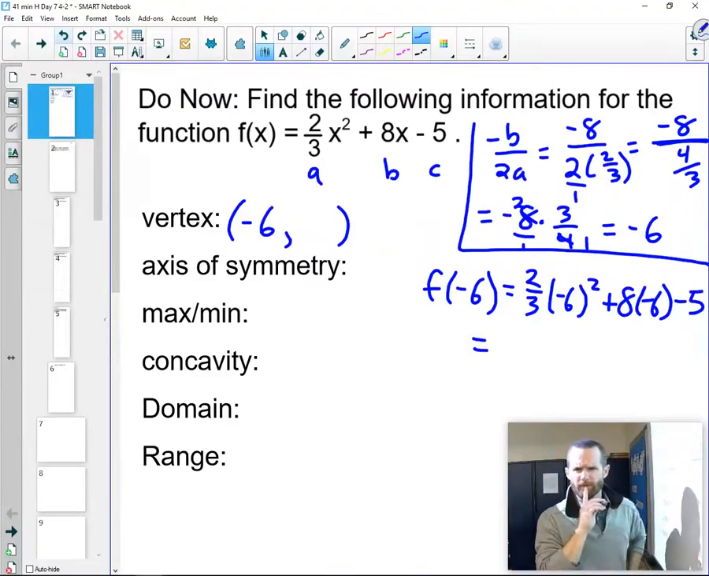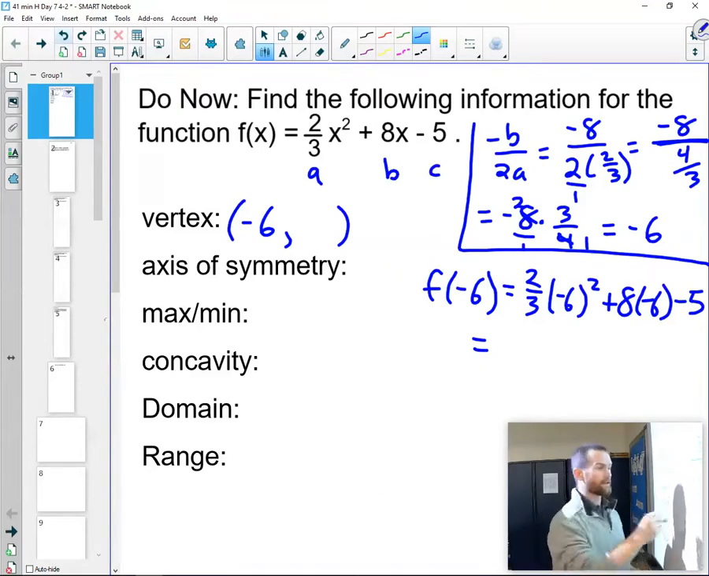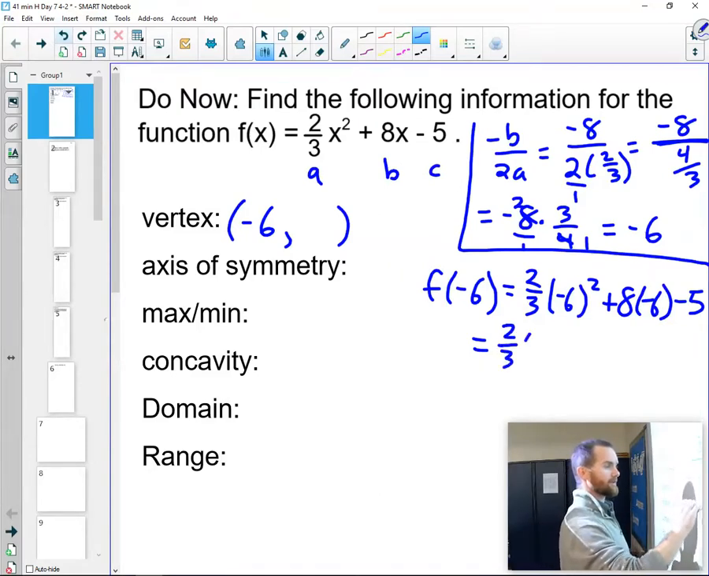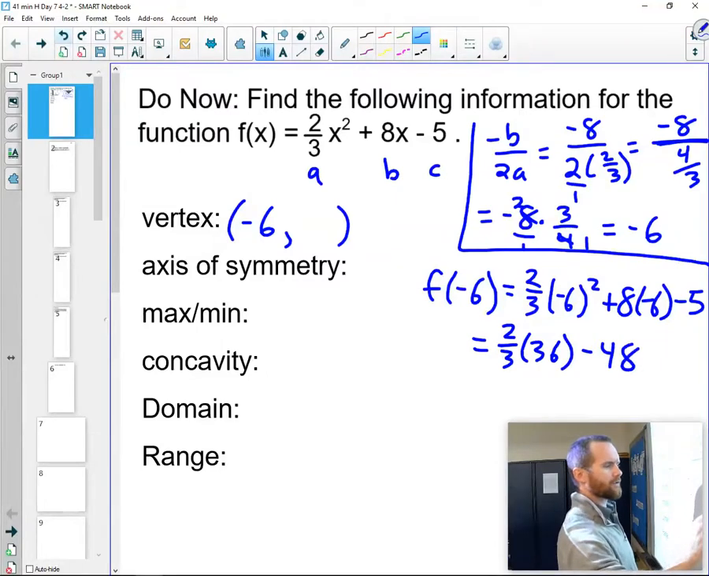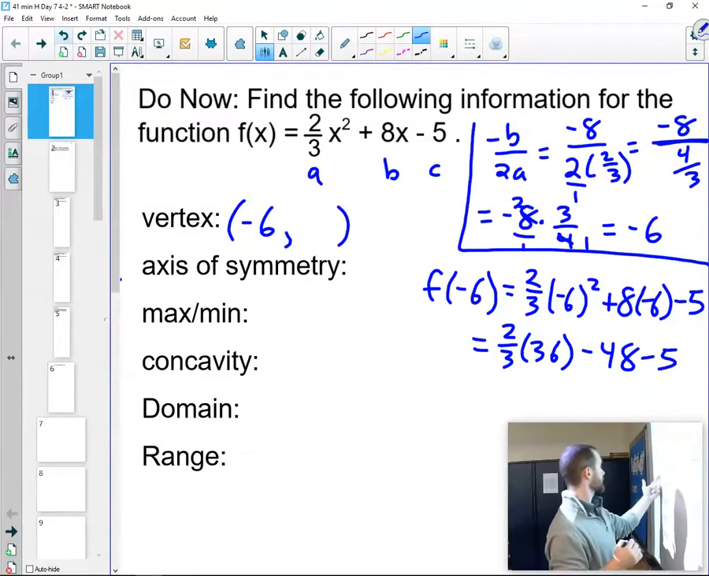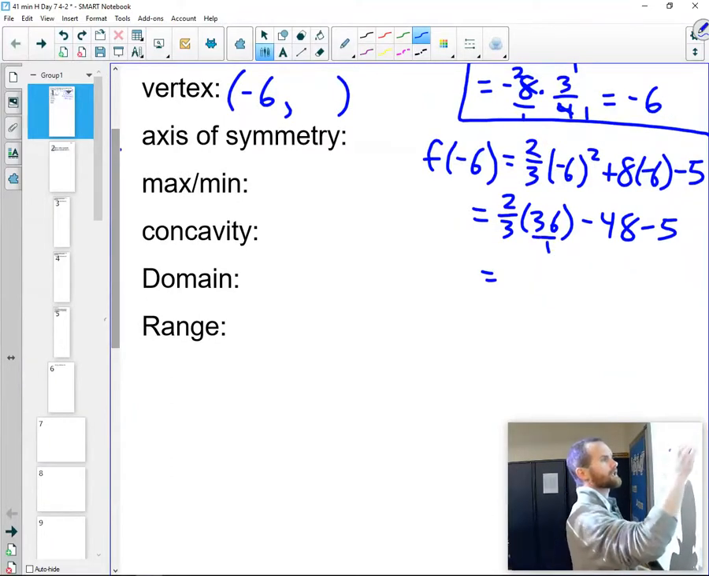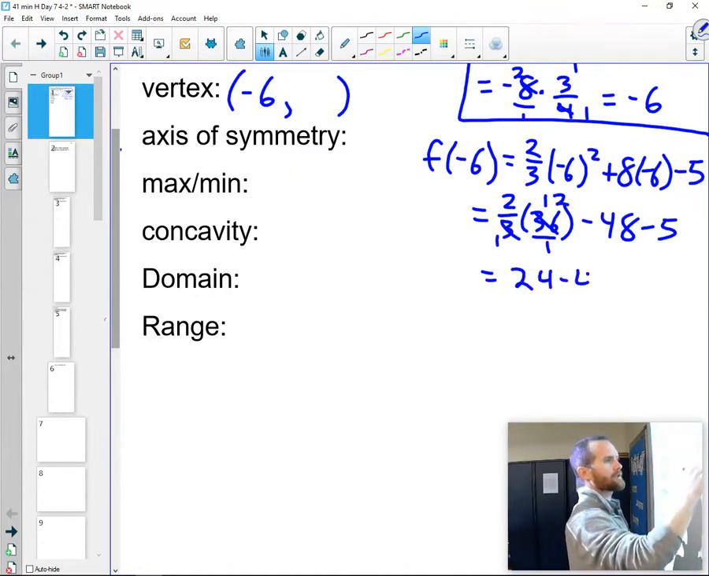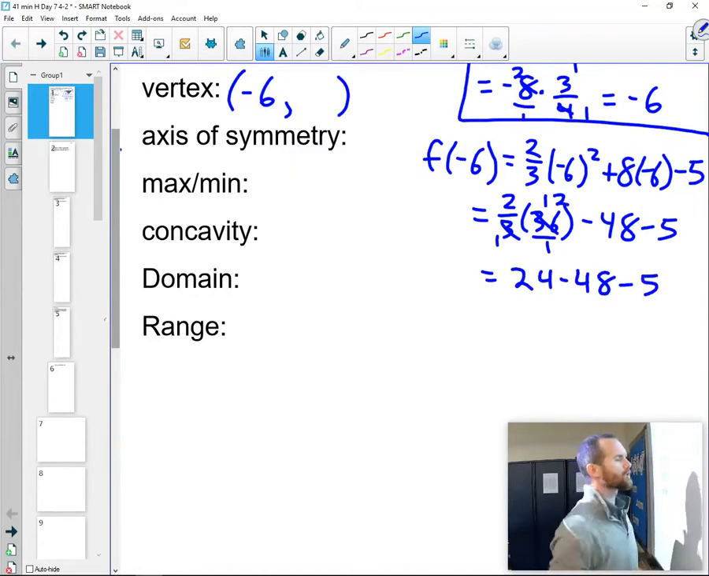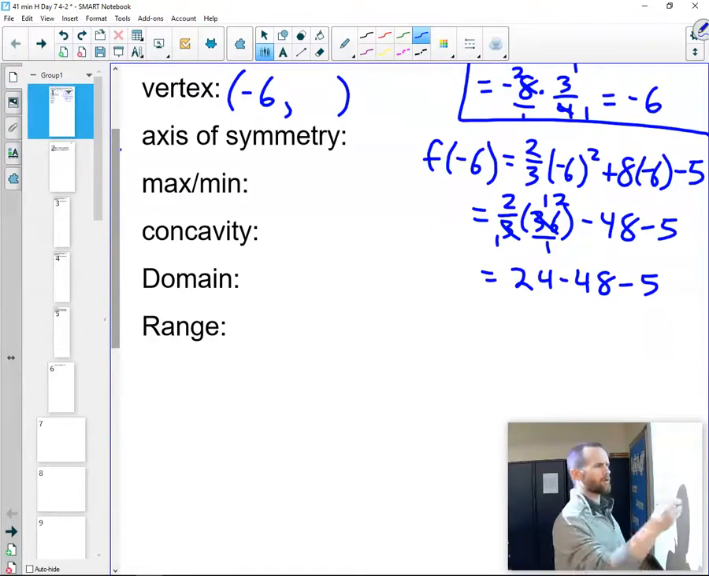Then we just do a little simplifying here. So let's see, negative 6 squared, that's 36. So it's 2 over 3 times 36. You can use a calculator for this if you want to do it a little bit faster. Minus 48 minus 5. Scroll down a little bit, keep my face out of the way. Let's see, I can cross cancel there. The 3 turns into a 1, the 36 turns into a 12. So we get 24 minus 48 minus 5. 24 minus 48 is negative 24.